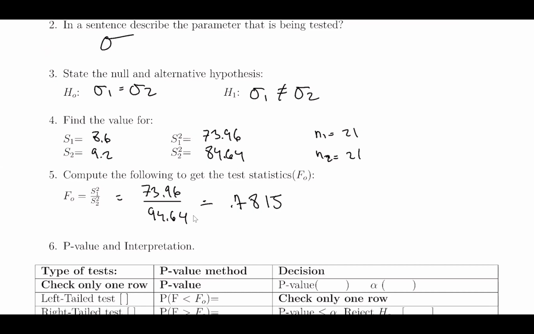All right, so this is a little typo. I put 94 right here. Should be 84. Thank you for that. So we do 73.96 divided by 84.64. All right, so you get 0.8738. So that's our F value. Everybody good with the F value?